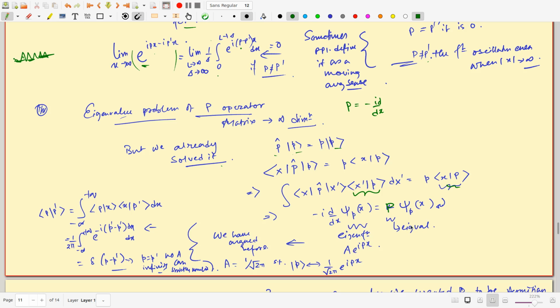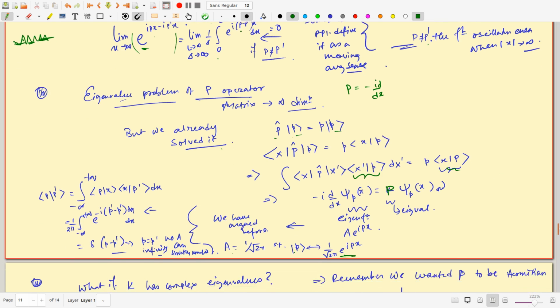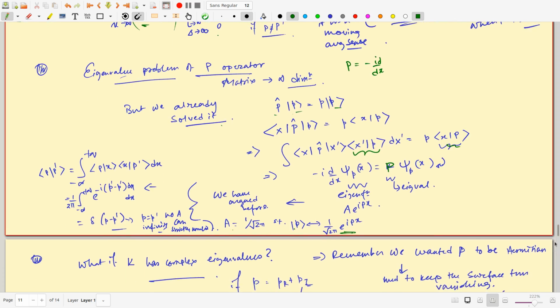The solution is e to the power ipx, and we have already discussed in class what kind of normalization issues there are. We argued that we will take this A equal to 1 by root 2 pi to make the normalization and all that make sense. So this |p> basically represents a state of this form. Then we wanted to use the delta function properties to show that the inner product of |p> with |p prime> is basically this delta function. And as we said, this plane wave has the problem of square integrability.